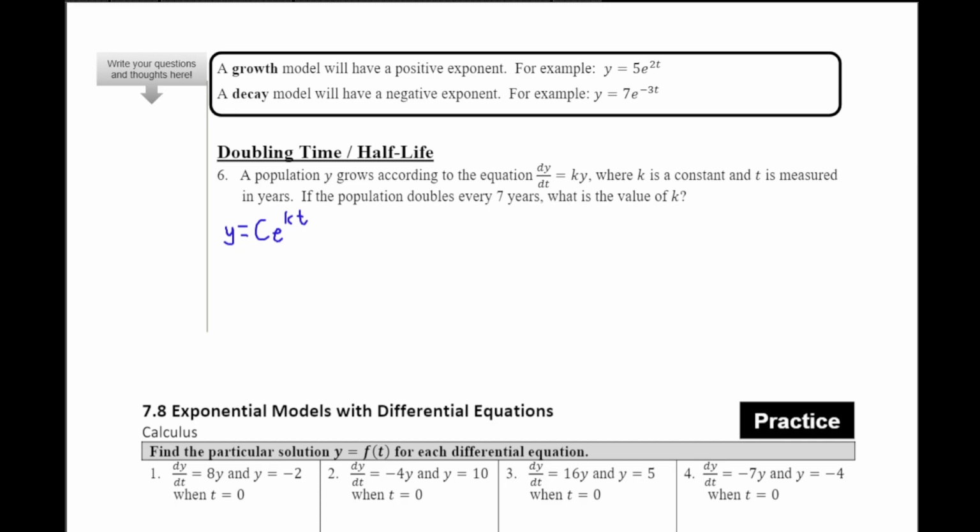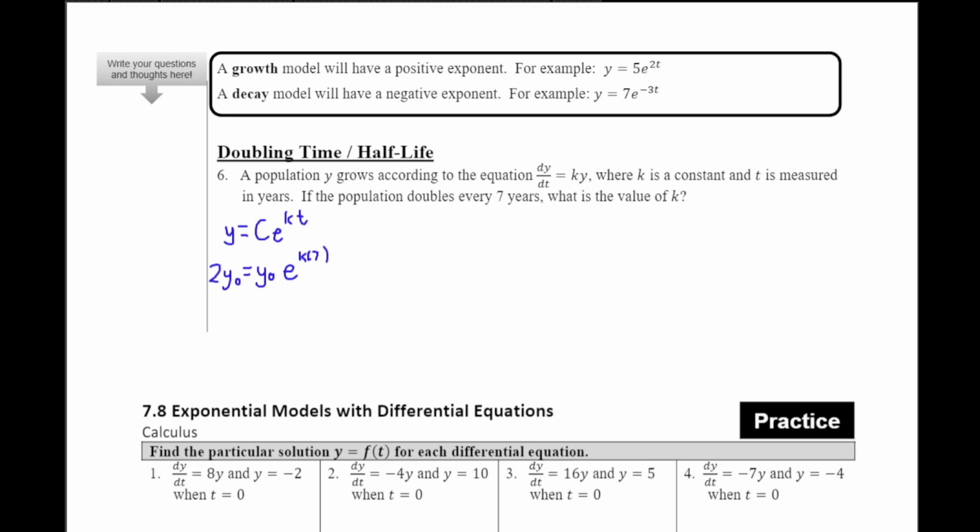They don't give us numbers here, but we know the population doubles every 7 years. So whatever the initial population is, right? Let's say c is y of 0, initial population, times e to the, instead of t, it's 7. So k times 7. Our population will be twice our initial, because it doubles every 7 years.